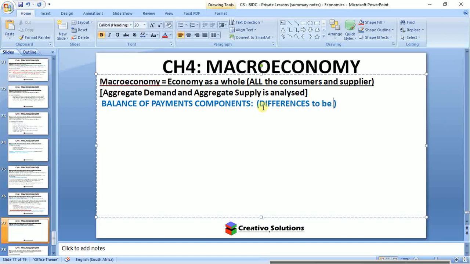Differences to be explained. That's what we're focusing on here. We're looking at balance of payments. So the first is a current account deficit.